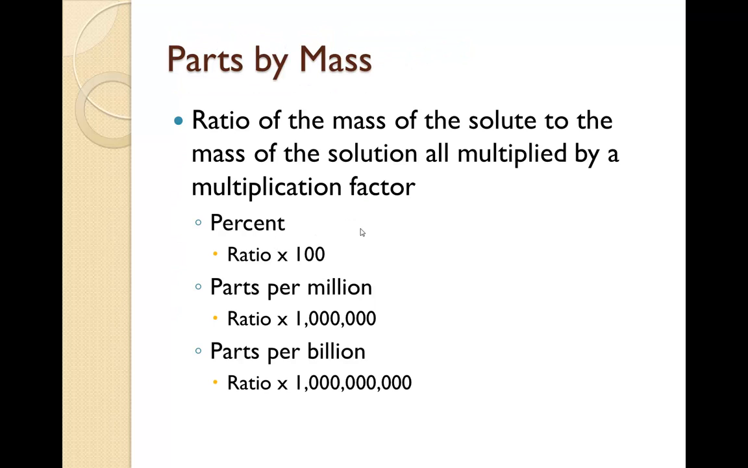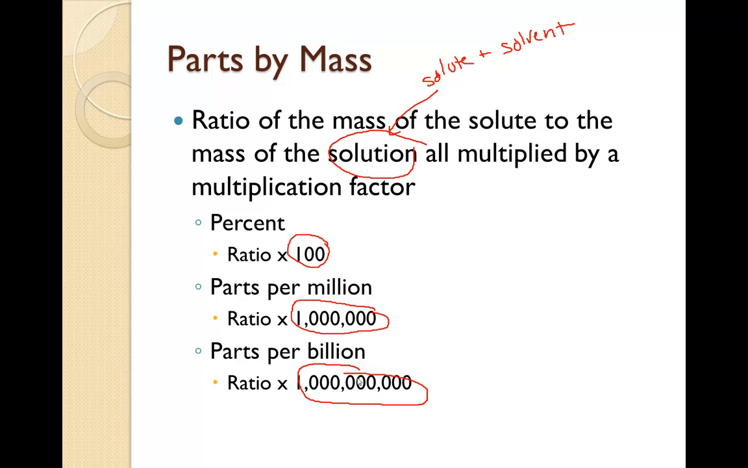Parts by mass is the ratio of the mass of the solute to the mass of the solution. Remember, the solution is the solute and the solvent added together. And this is all multiplied by a multiplication factor. For instance, if it's a percentage, it's going to be that ratio multiplied by 100. If it's parts per million, it's that ratio multiplied by 1,000,000. And if it's parts per billion, it's the ratio multiplied by 1,000,000,000.